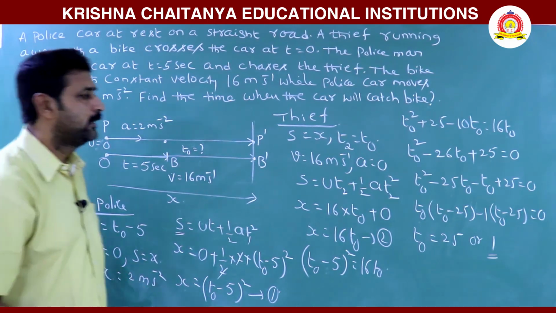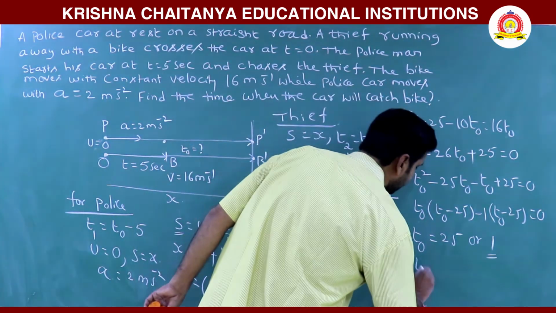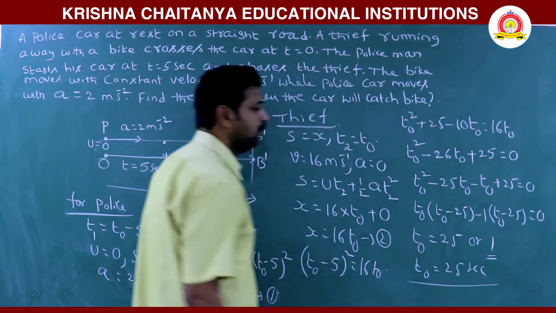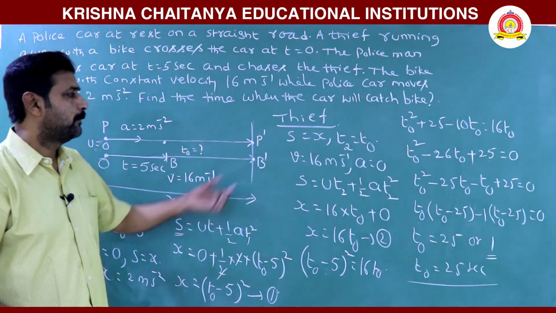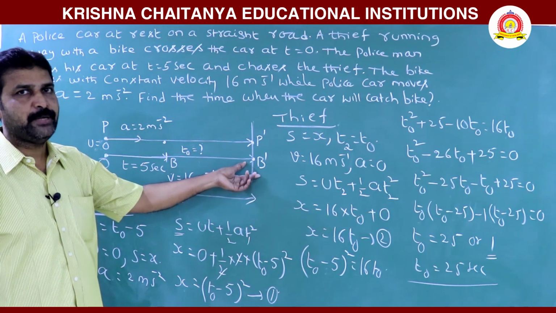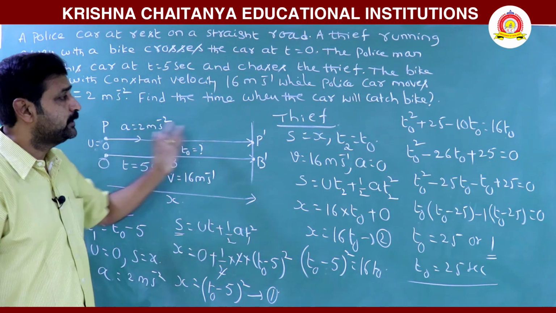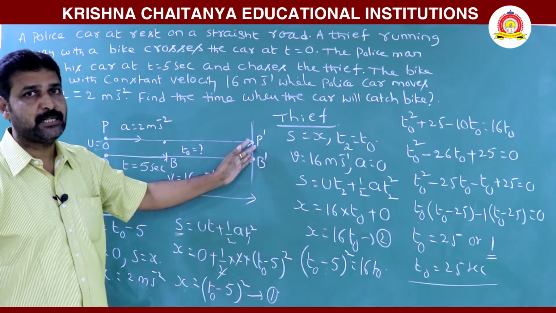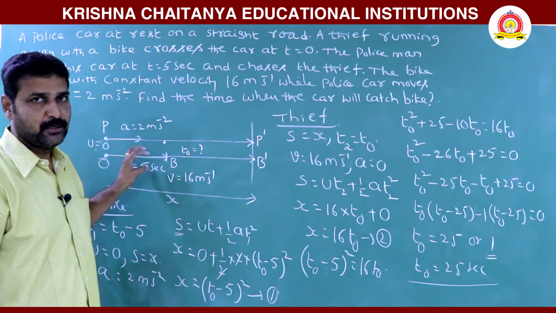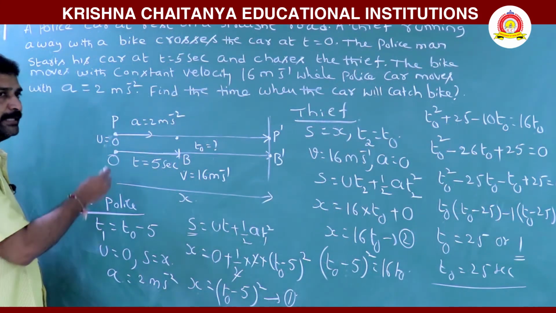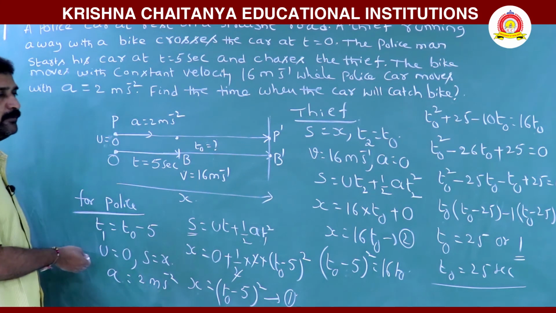So here t naught is 25 seconds, the time taken to catch the bike with respect to the bike, and the policeman takes 20 seconds to reach P dash. Why? Because he started after 5 seconds. Okay, this is the problem, and here you have to look for the data. What is the data given?